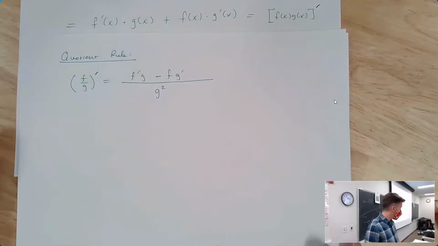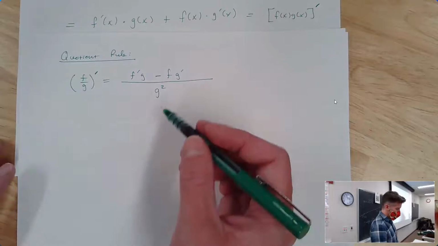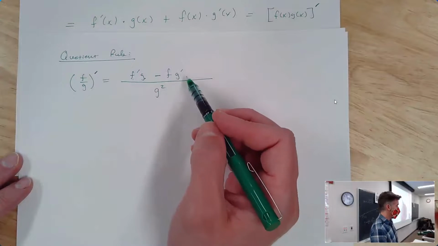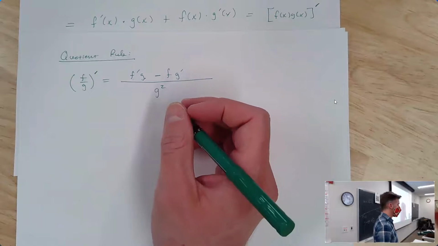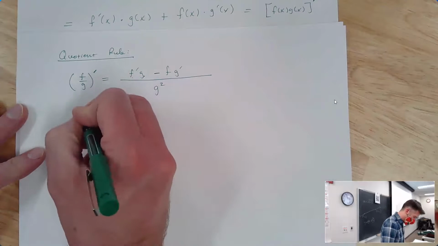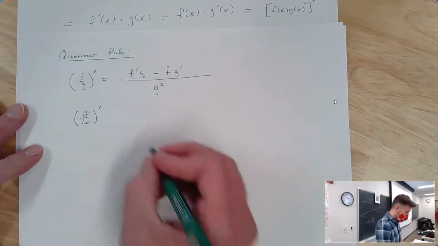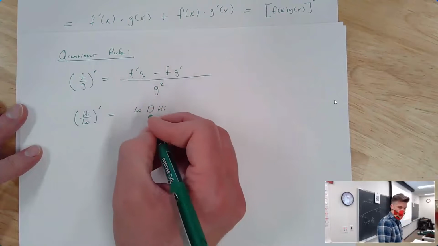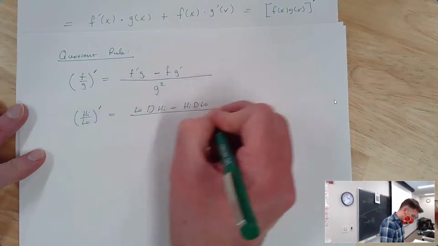There's a couple ways of thinking about this. I usually remember it as the bottom times the derivative of the top minus the top times the derivative of the bottom, all divided by the bottom squared. Those are literally the words I say in my head every time I do the quotient rule. But other people like to say it's the high and the low, with the high over the low, and then they say it's low d high, meaning the low times the derivative of the high, minus high d low, all over low squared.